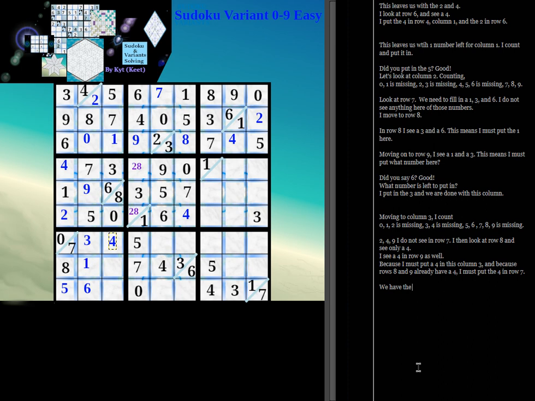Now we have the 2 and 9 left. I am not seeing where either could go, so I call these a naked pair because no other numbers can go in these 2 empty squares, and put in my marks.